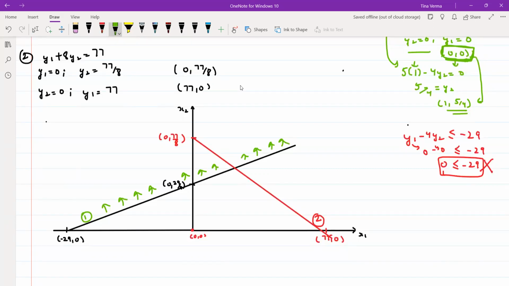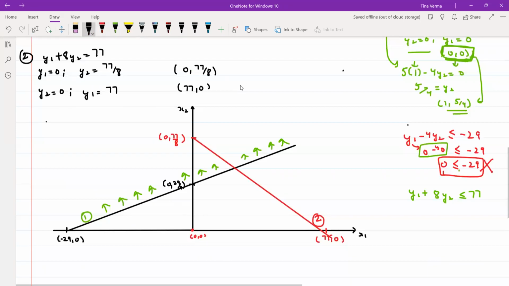The same I am repeating. You can take y1 and y2 as 0. If your constraint is satisfied, then your line will come towards 0. Otherwise, it will go away from the origin. The second constraint you have is y1 plus 8y2 less than or equal to 77.